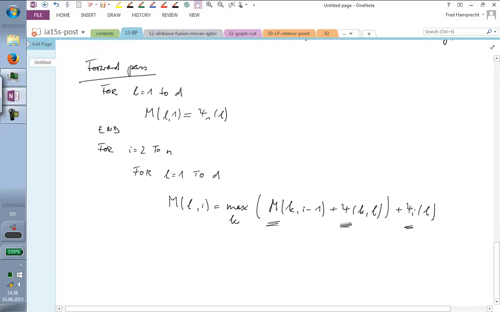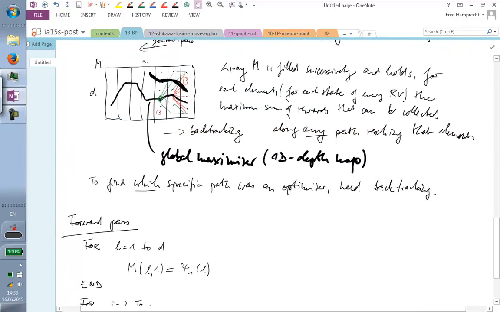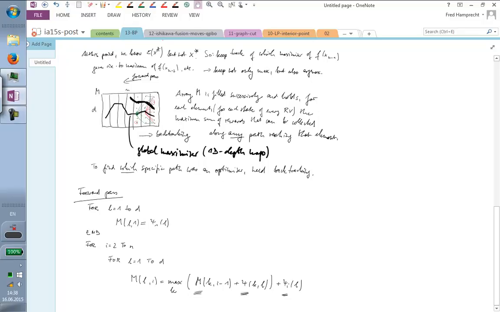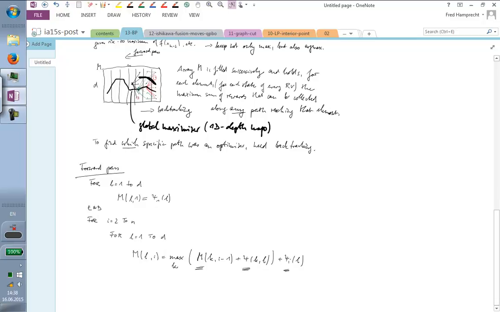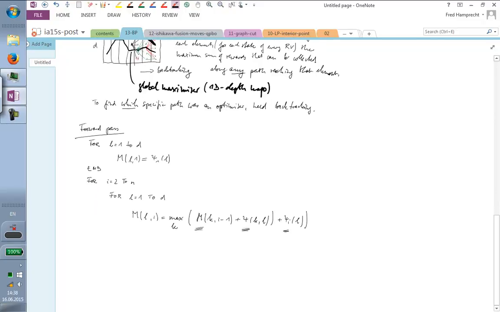Okay, so let's look again in the picture above. If I want to know what is the best value leading up to this point that I've just drawn, I can either transition from here or there or there or there or there or there. And in each of these cases, I need to take into account the previous maximum, then the cost for making this label transition or not, and then the data term at this very pixel. Okay, so those are the terms that we have here.